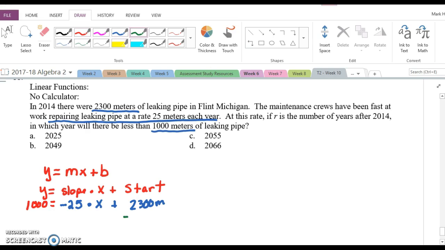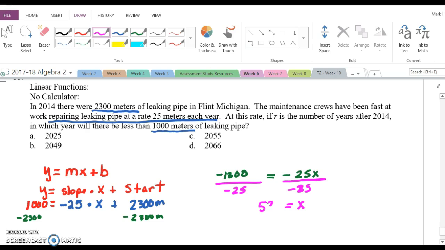So we could start by subtracting 2,300 on both sides. When we do, we would have negative 25x equals negative 1,300 meters of pipe, and so we'll divide by negative 25 on both sides. The negatives will cancel out, and so x equals 52. Well, 52 is the years.